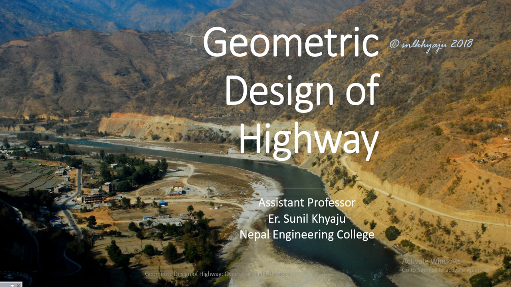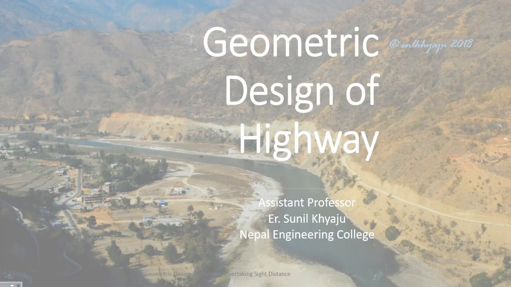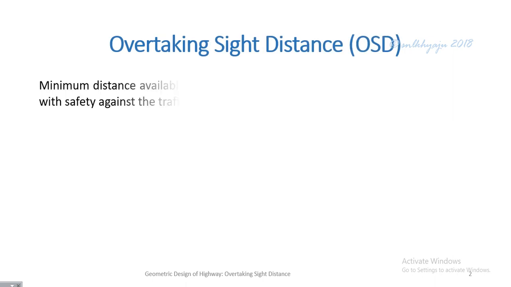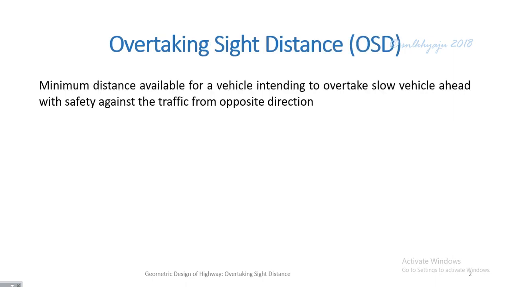Now in this lecture I will go through overtaking sight distance. Overtaking sight distance is the minimum distance available for a vehicle intending to overtake a slow vehicle ahead with safety against the traffic from the opposite direction.